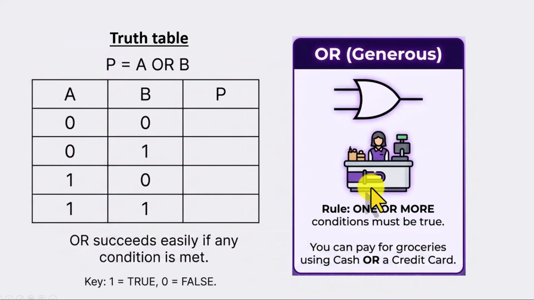Then after that, we have gotten OR. Now P is A or B. So here we just told you if only one condition is true, the final result is true. So we have gotten false and false will be false, false and true will be true, true and false will be true, and true and true, obviously that will be true. So that is the truth table for the OR.